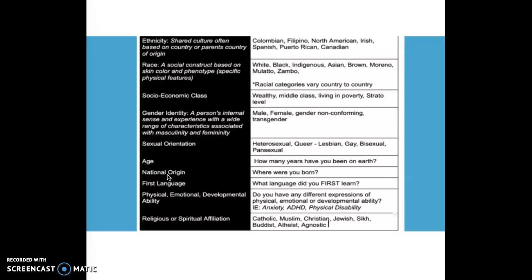and give an example. So I might say, guys, there are some terms here that might feel new to you or we're not totally clear on. Here's an example. I'm going to leave this on the screen while you fill out your identity charts. For example, let's start with ethnicity and race. Those are actually two different things. Ethnicity is a shared culture that's often based on country or your parents' country of origin. So for me, I consider myself ethnically Colombian and Filipino.